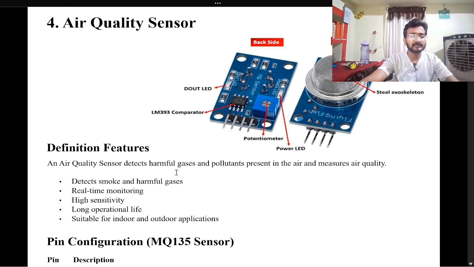An air quality sensor detects harmful gases and pollutants present in the air and measures air quality. It detects smoke and harmful gases. Real-time monitoring. It is highly sensitive. We can increase or decrease the sensitivity of this sensor using this potentiometer, and it is suitable for indoor and outdoor application.